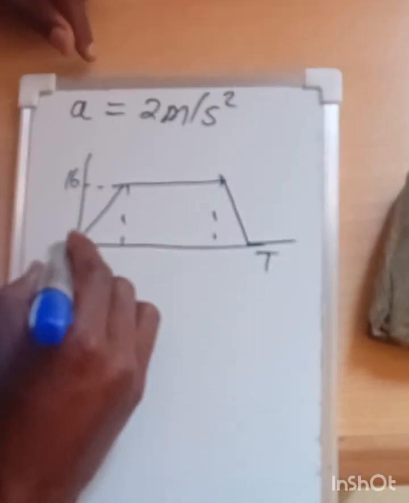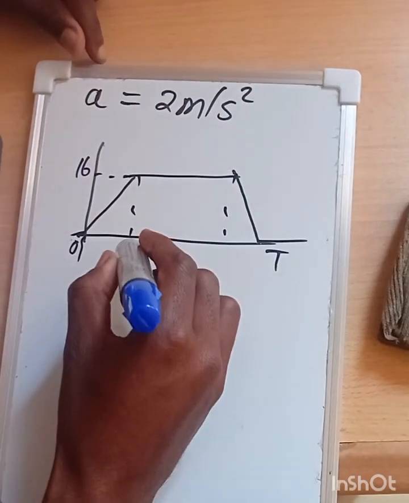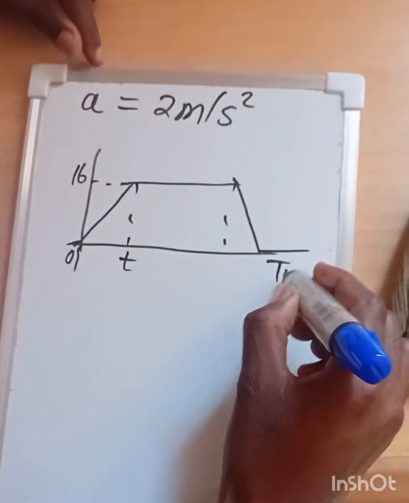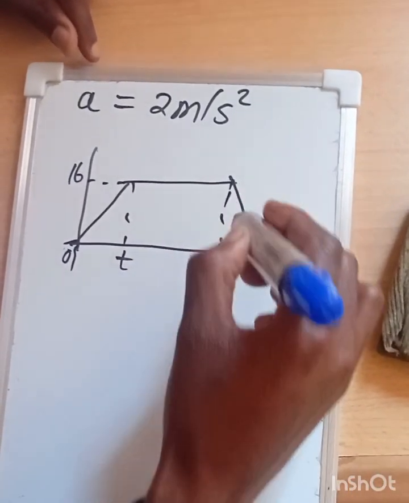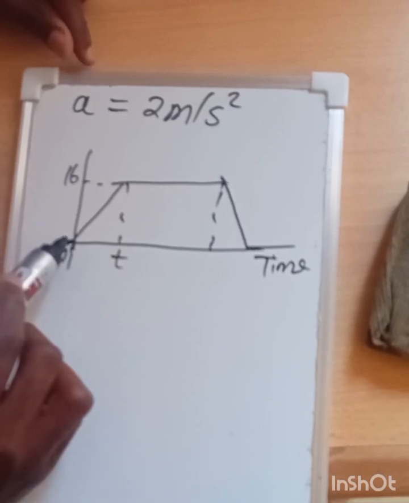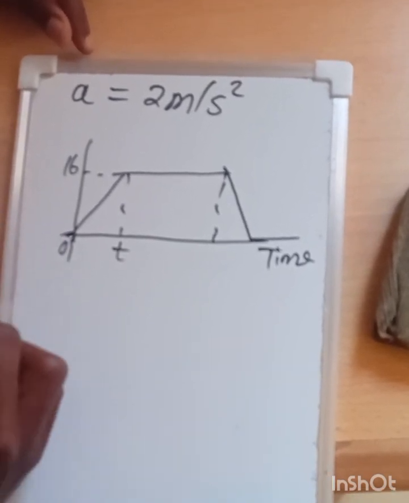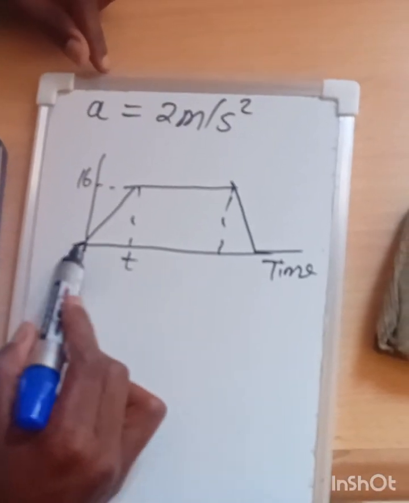So from rest, near 0 there, the initial point here. Then you have t there. So this side you have time. Then they're saying the car starts from rest, 0 there, and accelerates uniformly at 2 meters per second squared for t seconds. So this period, t seconds.